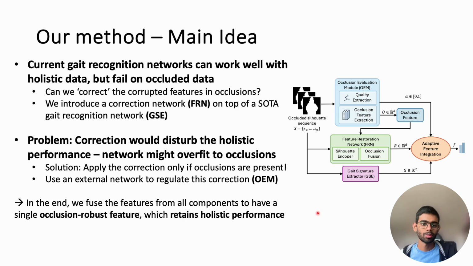And then we have all these multiple modules. In the end, we fuse all the features of all these components, and I'll describe how we do that. But in the end, we obtain a single feature F, which is occlusion robust, as well as retains holistic performance. And let me dive into the components in detail.